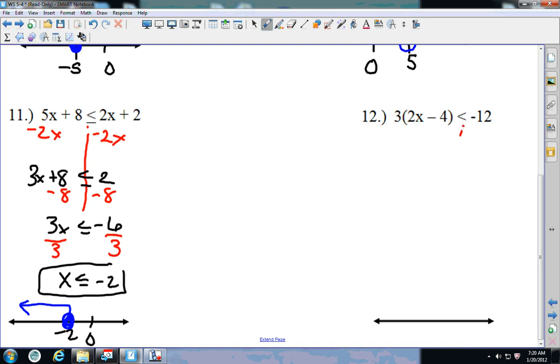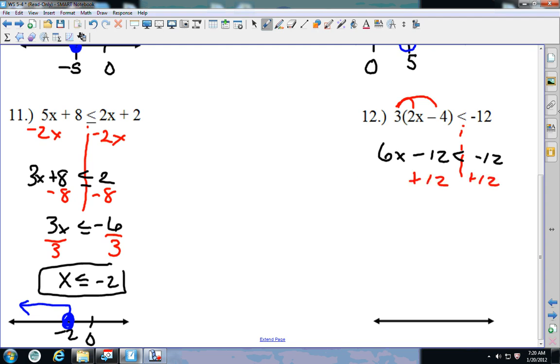Number 12. There's a number outside the parentheses, so you have to do the distributive property. So you get 6x minus 12 is less than negative 12. You're going to add, you should have added 12 to each side.